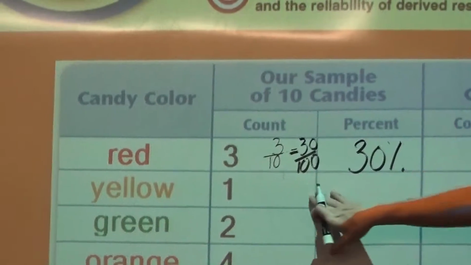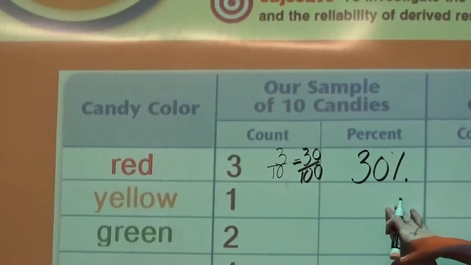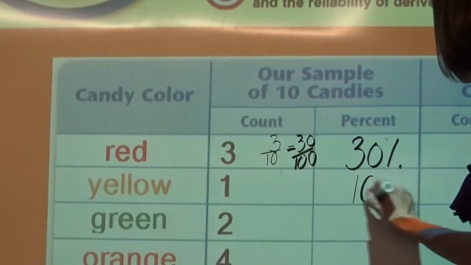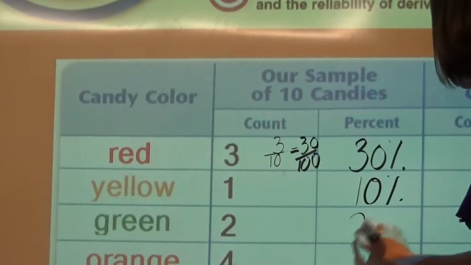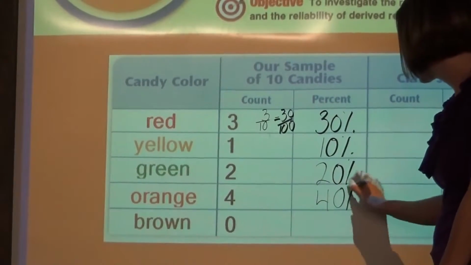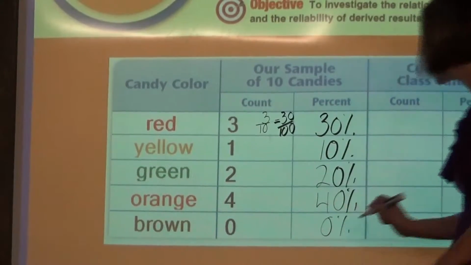Okay, so if you need to change it into a fraction and then into a percent, you can. Some of you will just know that 1 out of 10 is 10%. 20%, 40%, and of course 0%.